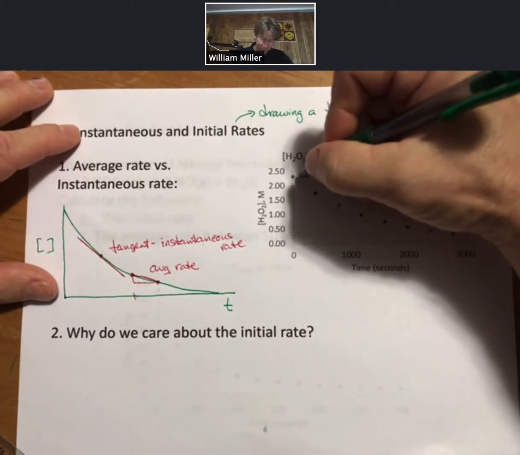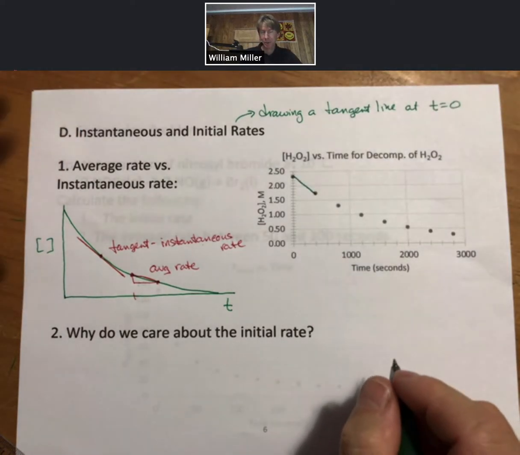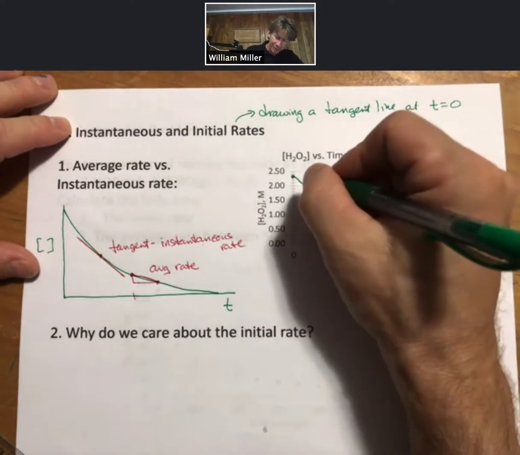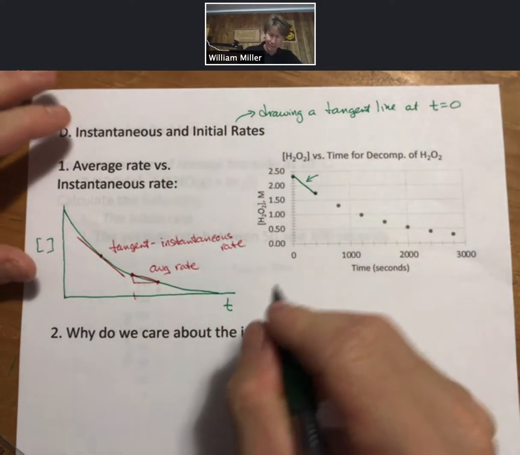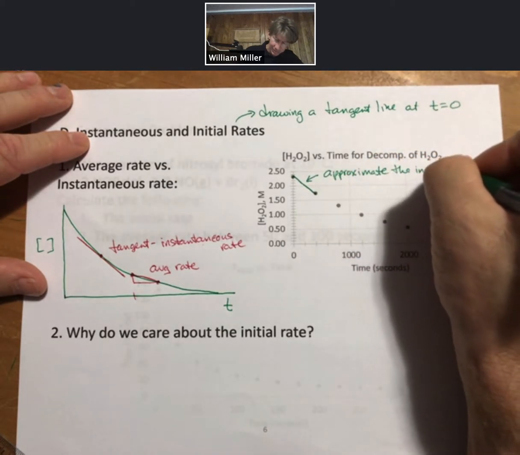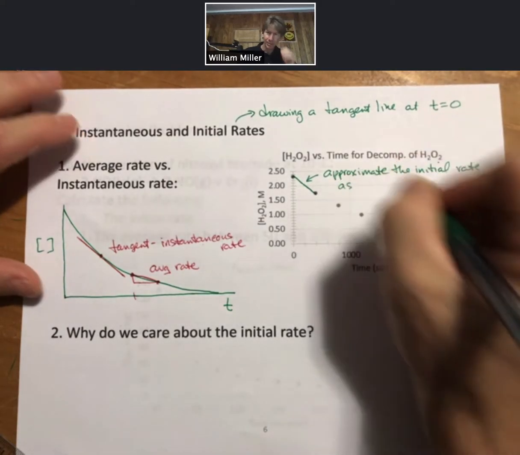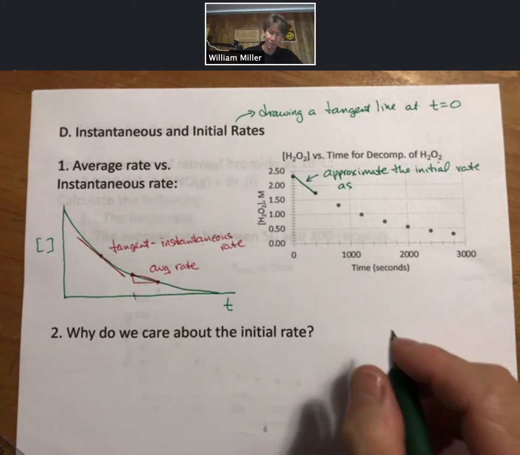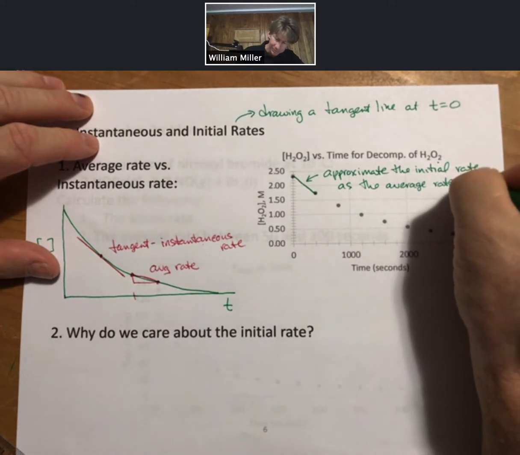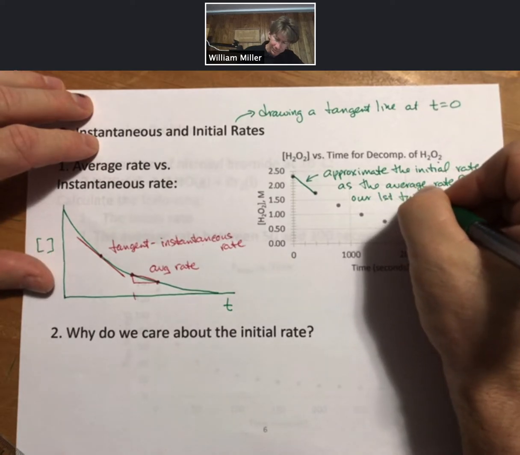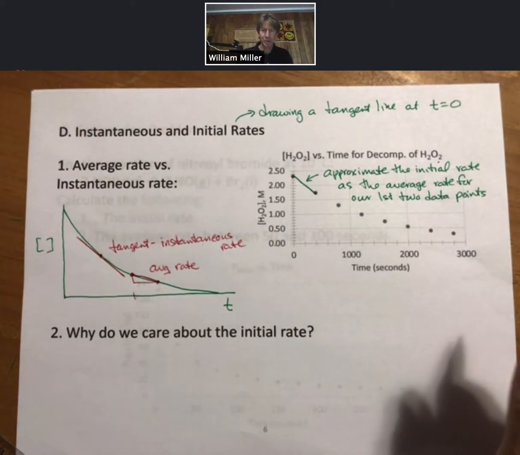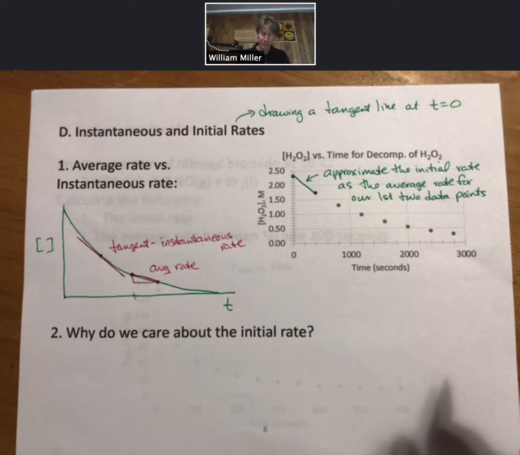So our initial rate would actually be an average rate, and if you want to get a better initial rate, you would take time closer to the beginning. So in most cases, we will approximate the initial rate as the average rate for our first 2 data points. So again, it's not perfect. It's an initial rate. It's the beginning. It's the best we can do.